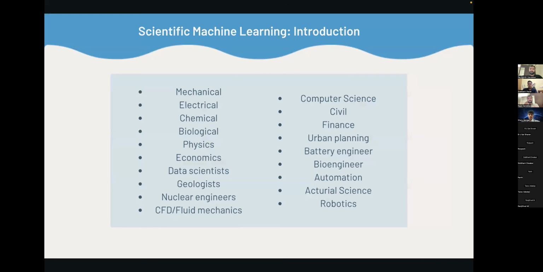And the reason why we were saying that it's really applicable to all of these fields is that, let's say you are interested in one field.